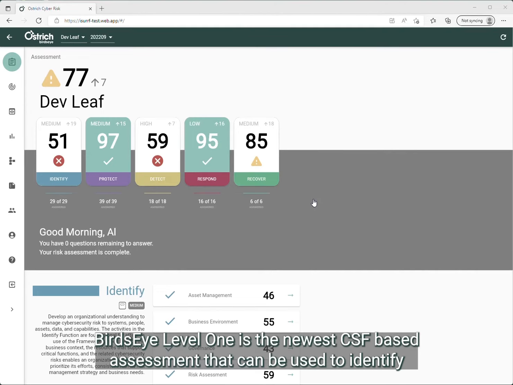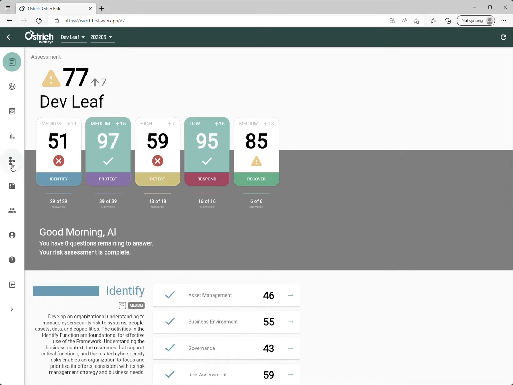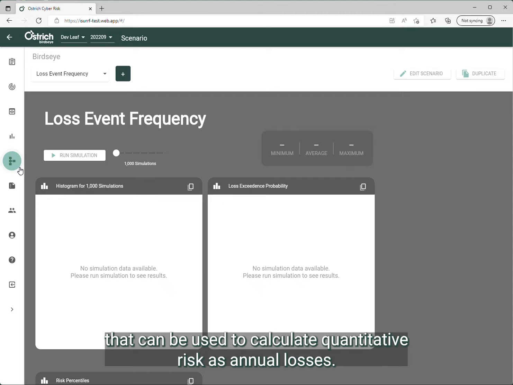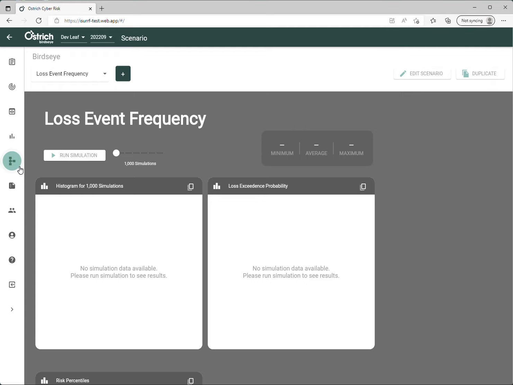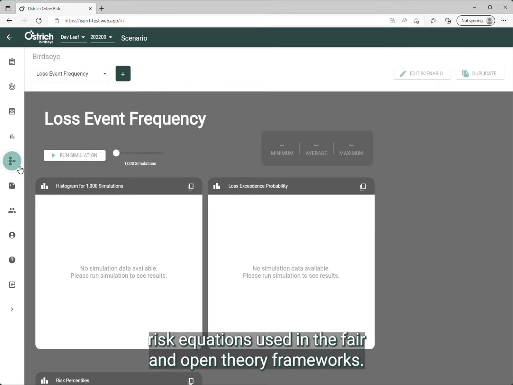Birdseye Level 1 is a NIST CSF-based assessment that can be used to identify a short list of security initiatives targeted for improvement. Birdseye Level 2 adds scenario simulation that can be used to calculate quantitative risk as annual loss expectancy for scenarios associated with these security initiatives. The Birdseye simulator supports the same basic probabilistic risk equations used in the FAIR and OpenFAIR frameworks.